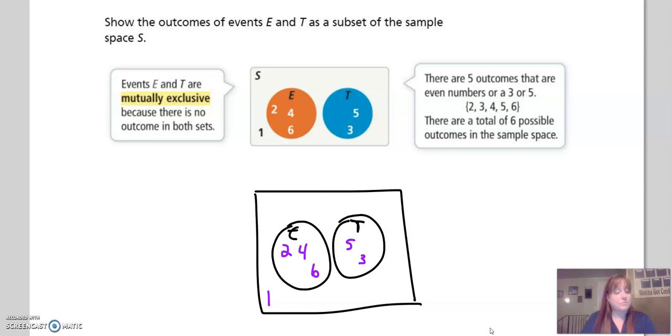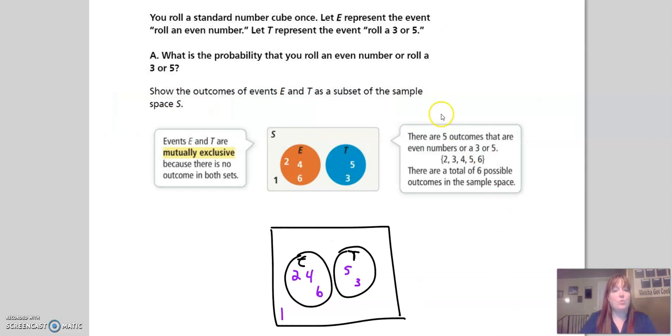So what is the probability that I will roll an even number or roll a 3 or a 5? So that's the probability, and we could write this in probability terms. What is the probability of E or T, right? So either the number is an even number or it's a 3 or a 5. Well, 5 of my 6 options are in either of those circles, right? 5 of my 6 options satisfy one or the other. So the probability would be 5 out of 6.